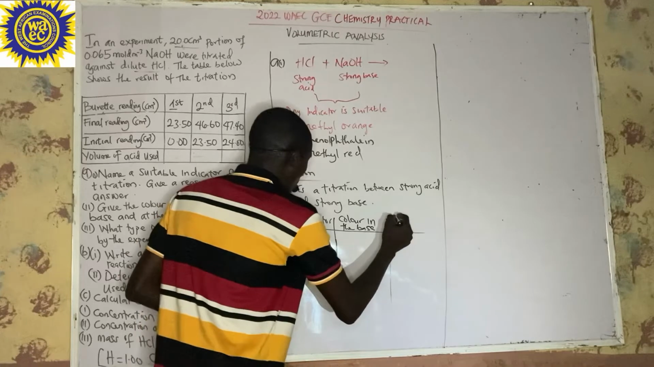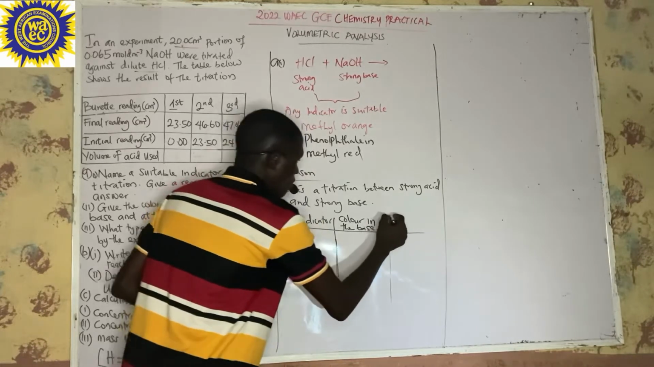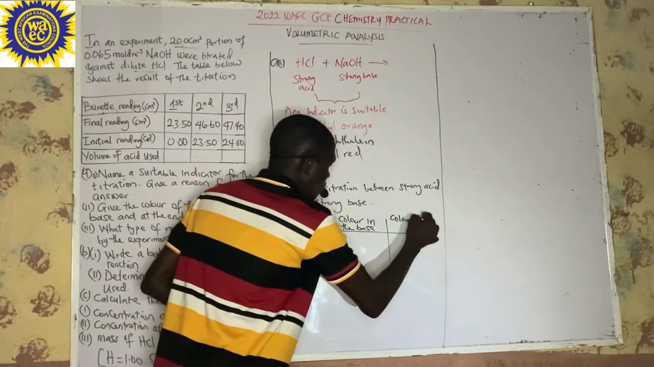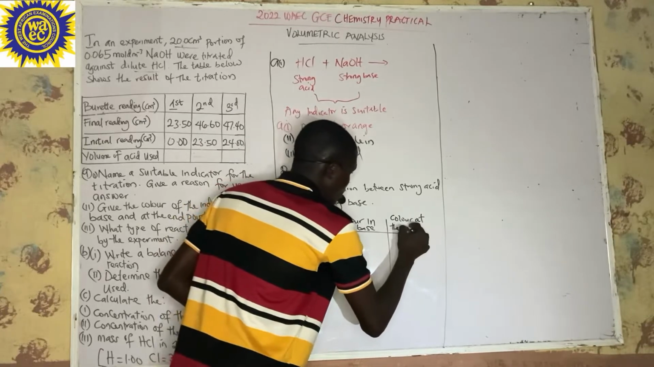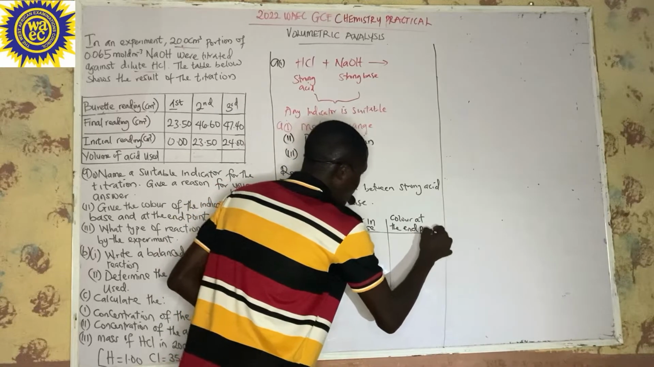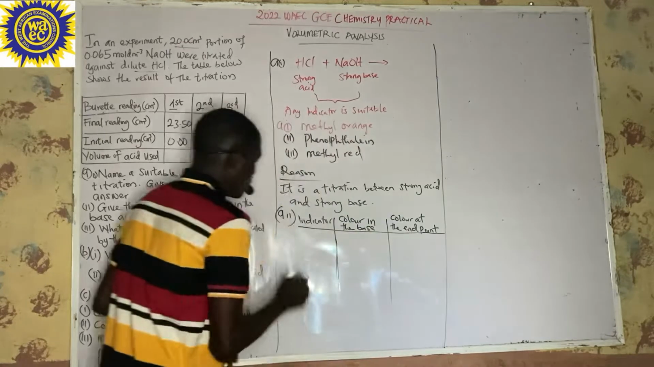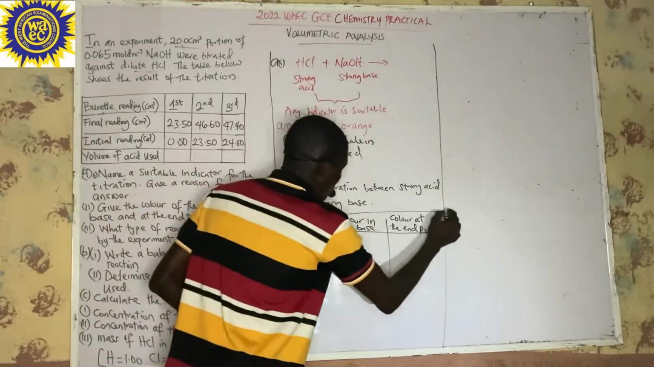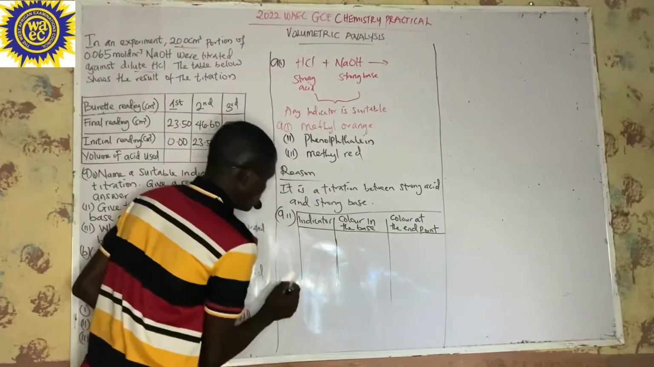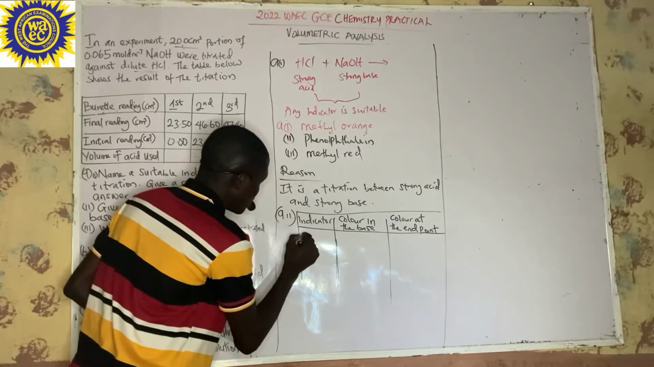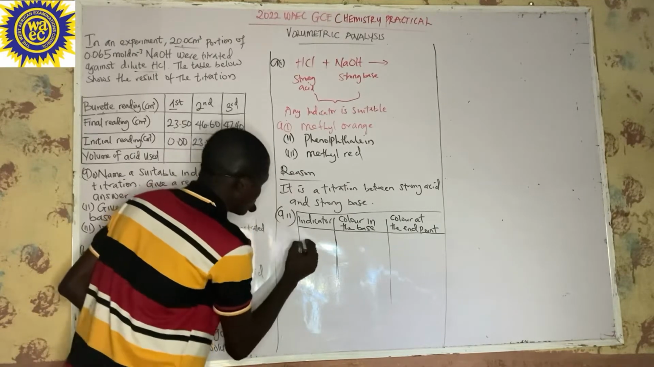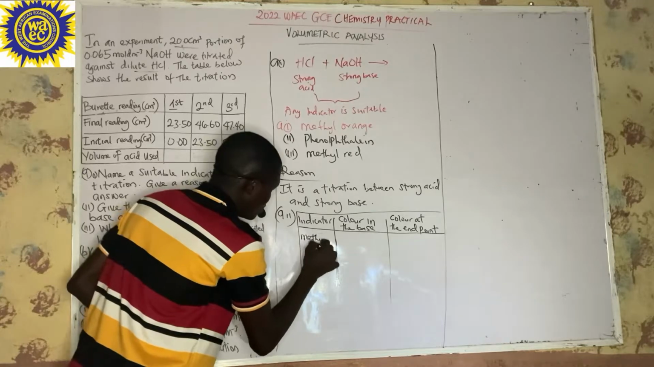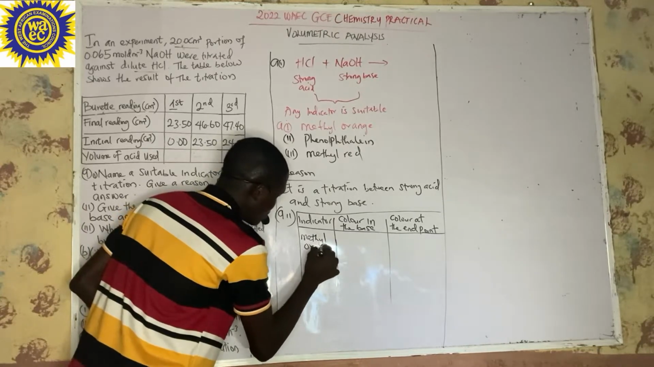Color at the end points. So now let's check. If I'm using methyl orange, which is the first indicator here, what will be the color?